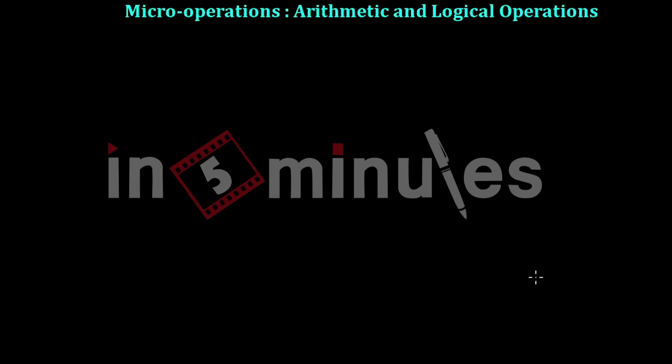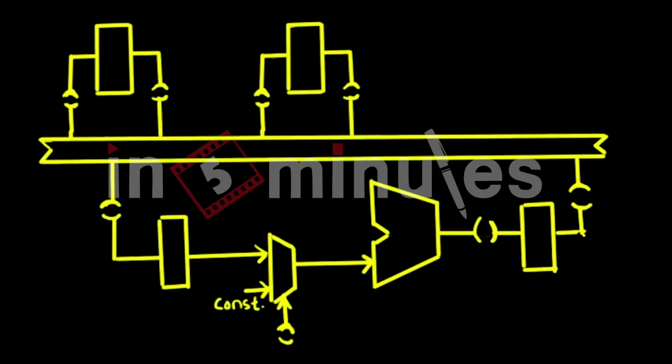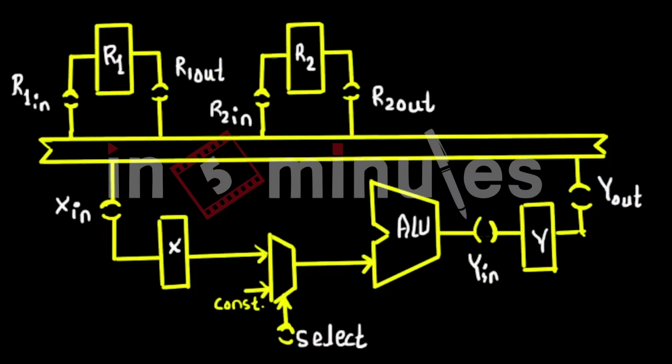Okay, now let's see the arithmetic and logical micro operations performed inside a CPU. That is, these operations will be performed by the arithmetic logical unit on the data from the registers. So let's look at the schematic here. This is the schematic for the ALU and some registers from the internal CPU organization.